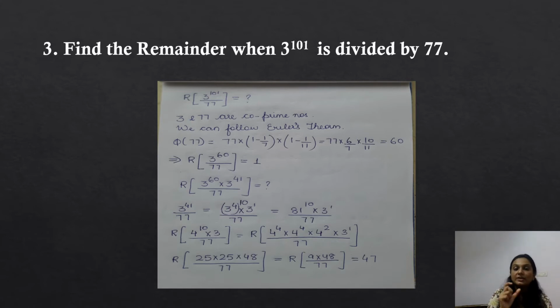Now your number given is 3 power 101. How shall we write it? We should write it as 3 power 60 into 3 power 41, which is divided by 77. We very well know 3 power 60 divided by 77 would give us remainder 1. So we need to find out the remainder of 3 power 41 divided by 77.